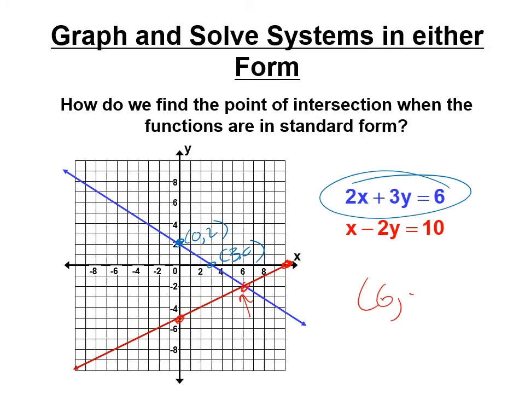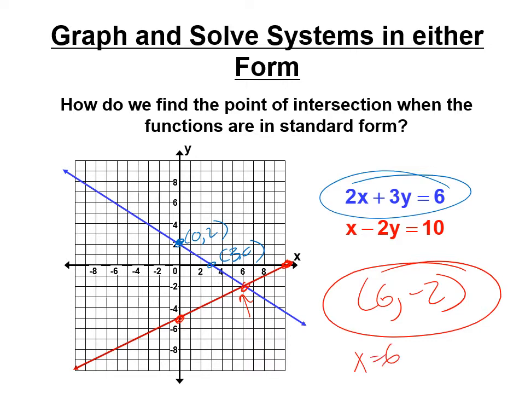Now, please, the solution to a system is an ordered pair. It's not a number, all right? I will get people on the test telling me the solution to that is 6. No, the solution is where they cross, 6, negative 2.